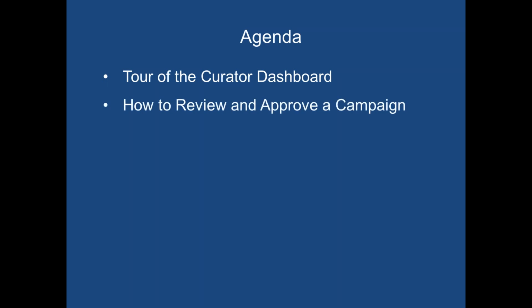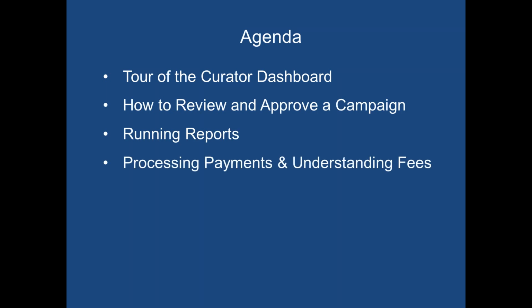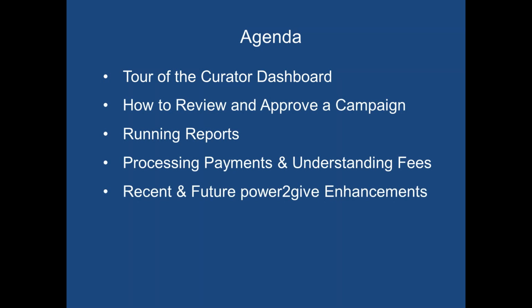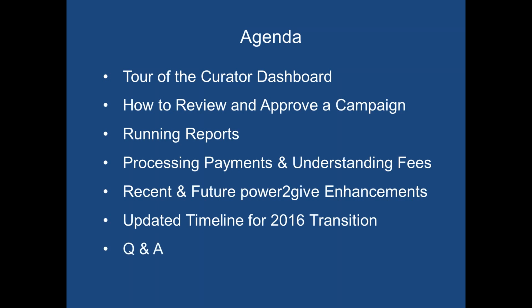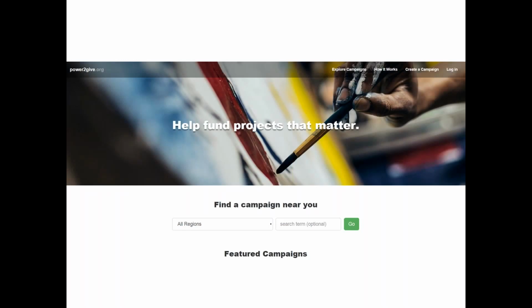We've got a lot to go through, and our agenda today is, the first thing we're going to do is take a tour of the Curator Dashboard. We're going to look at how to review and approve a campaign. Throughout the whole training, we're going to be looking at how you run reports in different ways on the system. We're going to talk about processing payments and understanding the fees on Power to Give. Then I'm going to hand it over to Teresa, who's going to talk about some of the recent and future Power to Give enhancements we've had, and also talk about the timeline for the transition 2016. And then at the very end, if we've got time, we're going to have just an open session with Q&As, so we can talk about things that were covered in the training, or if you had any additional questions, we can go through those as well. So let's go ahead and get started.